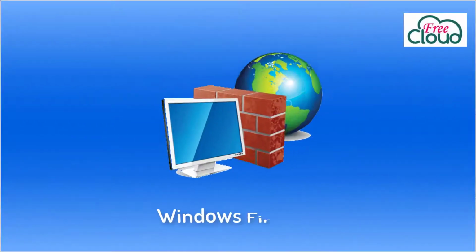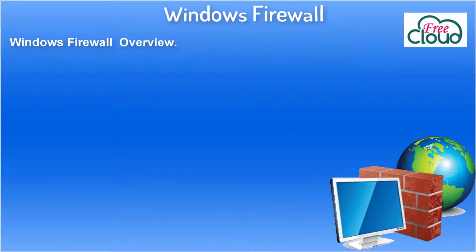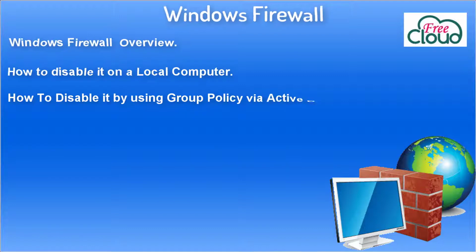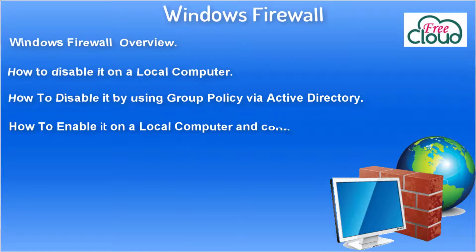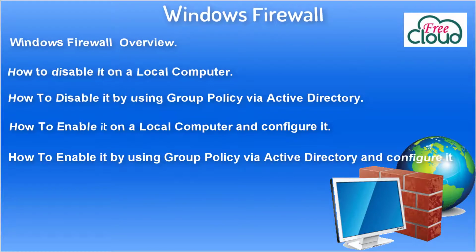Hello! In this video, I'll talk about Windows Firewall overview. How to disable it on a local computer. How to disable it by using group policy via Active Directory. How to enable Windows Firewall on a local computer and configure it. How to enable Windows Firewall by using group policy via Active Directory and configure it.